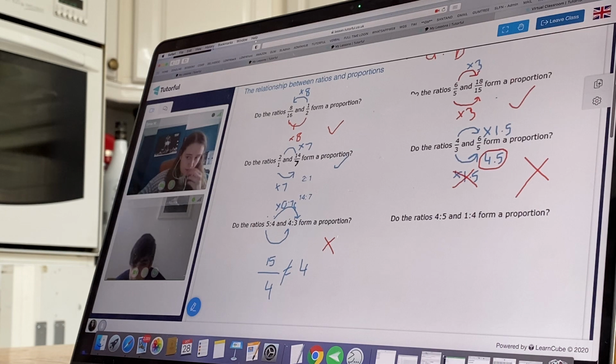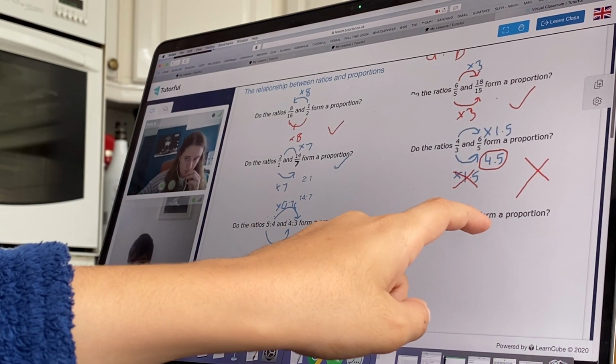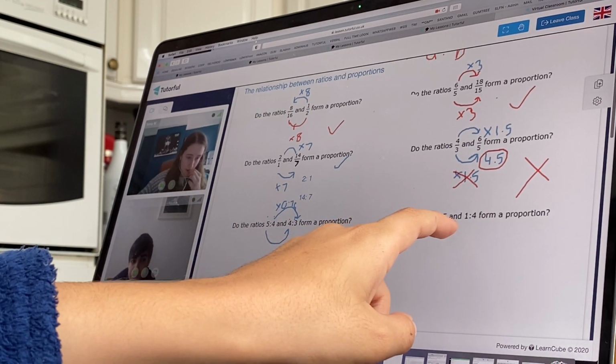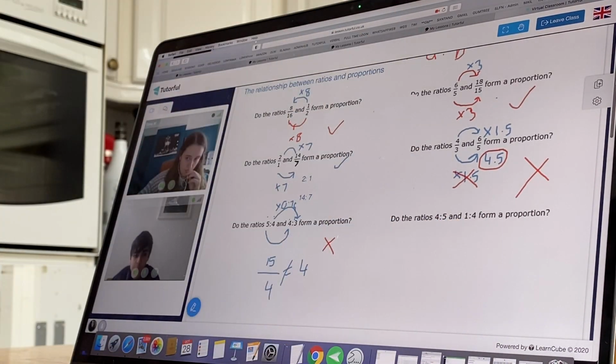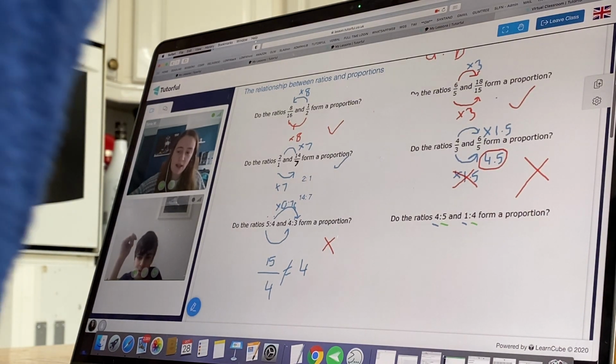Do the ratios 4 to 5 and 1 to 4 form a proportion? If you add 1 and 4, it makes 5, and 4 can go into 4 by itself, so yes. Okay, but when we have a ratio, we need to make sure we're looking at them the right way around. This one corresponds to this one, and we can't just switch the numbers around, in case they mean something.